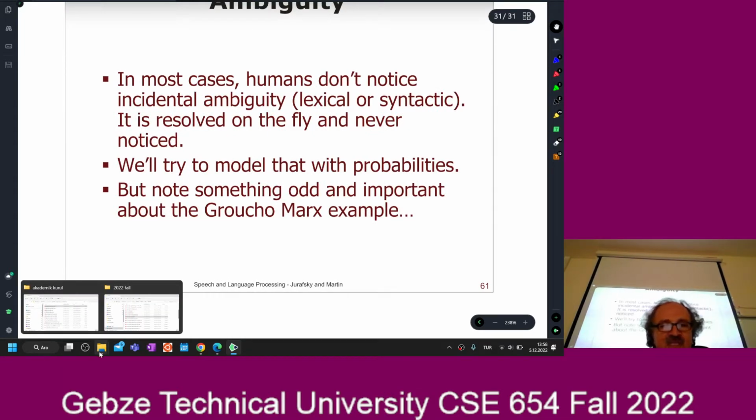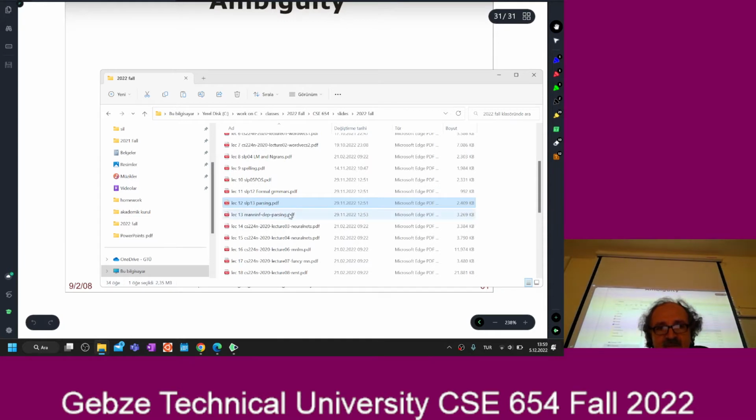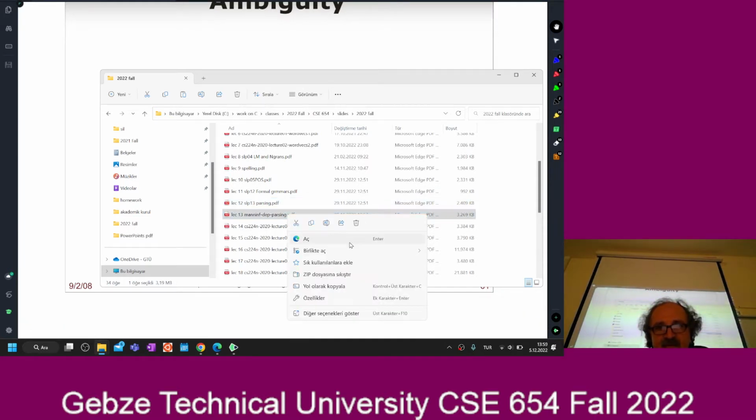So that was the end of this chapter. Then we started talking about dependency parsing, and I guess we stopped at that point.